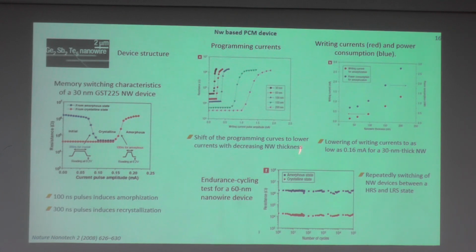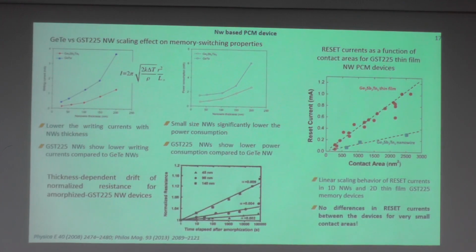So nanowires also have potential for nanoscale phase change memory devices. But here, in this direction, maybe we need more work to integrate them in a real PCM device. Here there are also some results on the electrical switching of nanowire-based PCM devices.